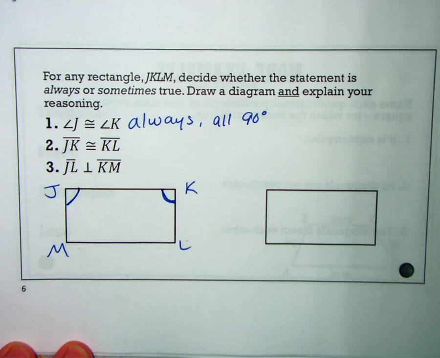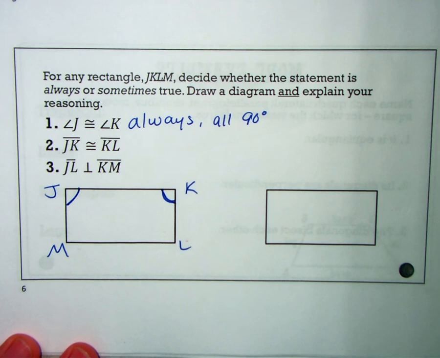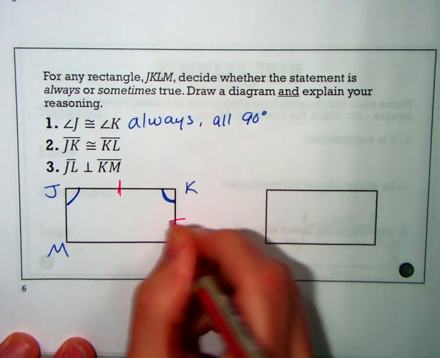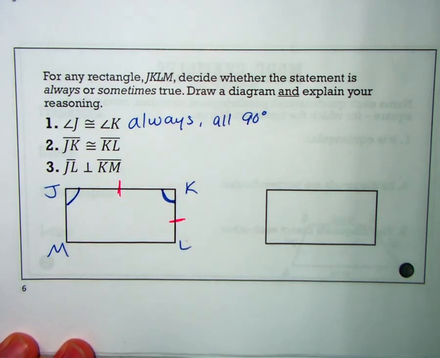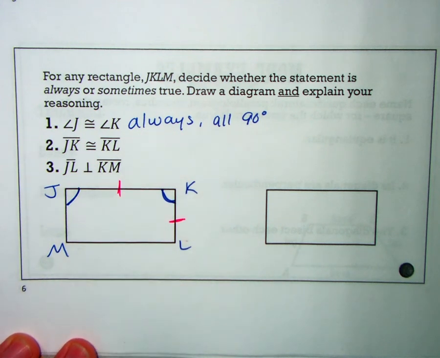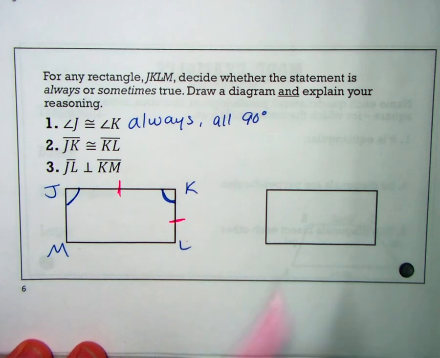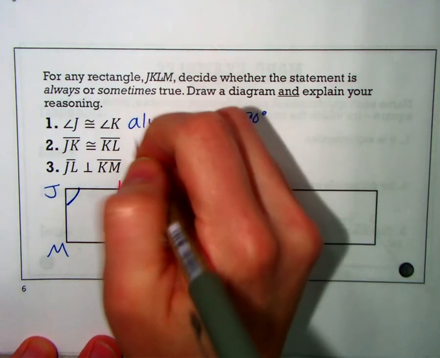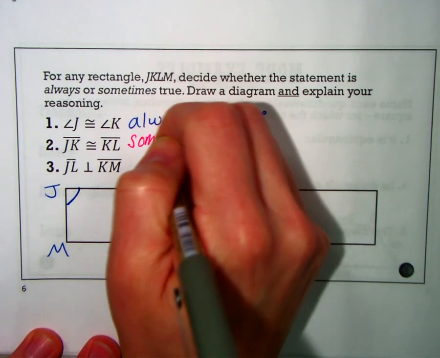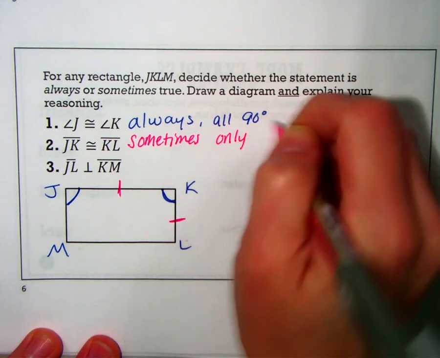What about JK congruent to KL? Is JK always or sometimes congruent to KL? Sometimes. A rectangle doesn't have the sides next to each other congruent, but if that rectangle happened to be a square, that would be true. So this is sometimes. Only in a square. This is another way you could say it. Only in a square. You wouldn't need a comma that time.